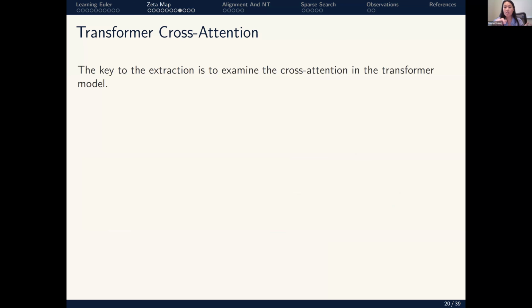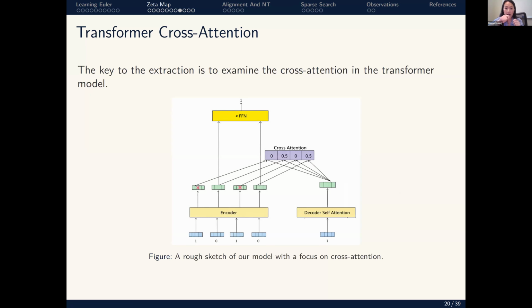The key to the extraction, unfortunately, means we have to go a little bit deeper into the machine learning component, which is to examine the cross-attention in the transformer model. From a very high level, after the embedding lookup at the very beginning, the zeros and ones become high-dimensional vector representations. In the case of our Dyck path translation, suppose that the input sequence has just 4 tokens: 1, 0, 1, 0. But these vectors only have 1, 0, 1, 0 information. They don't have the sequence information or context. So these vectors go through something called the encoder and become the green boxes that encode not only their zeros and ones, but also their neighboring information.